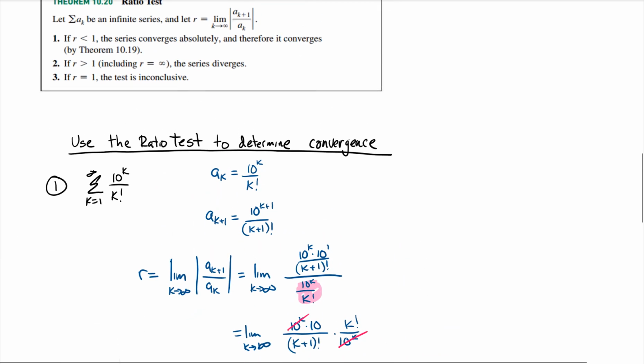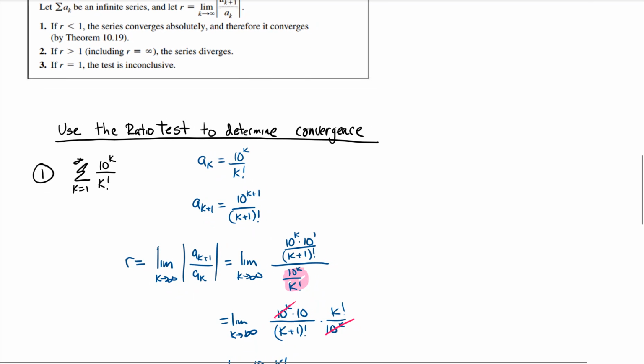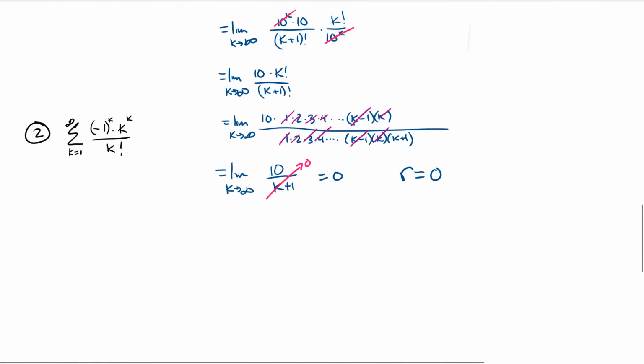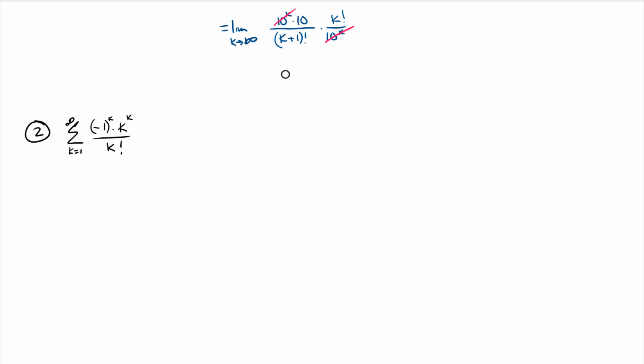We pop back up. We look, and if it's less than 1, the series converges. Oh, okay, so it converges absolutely. There we be. That's the ratio test. Let's try another. Delete that, and let's go.